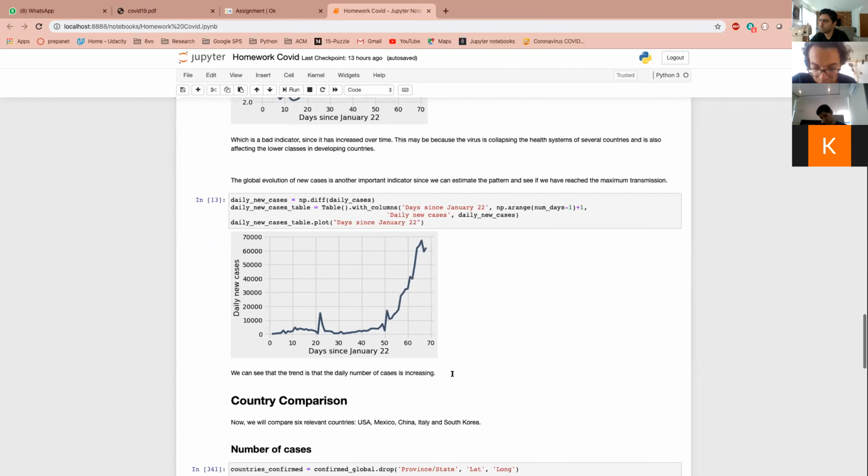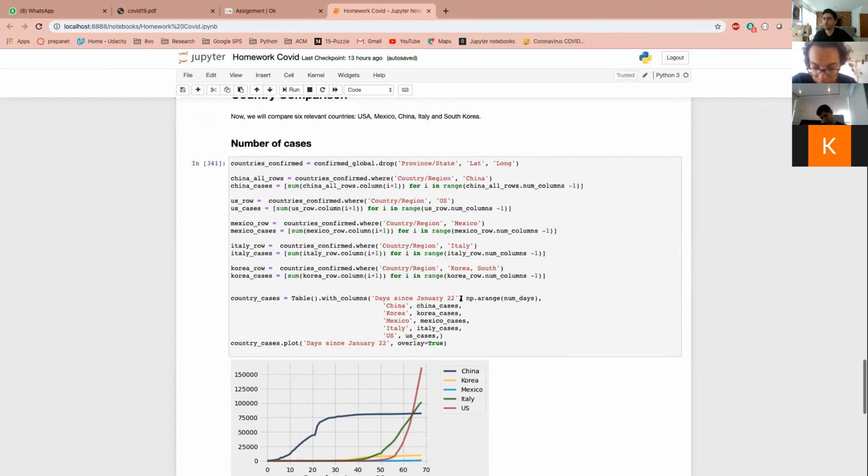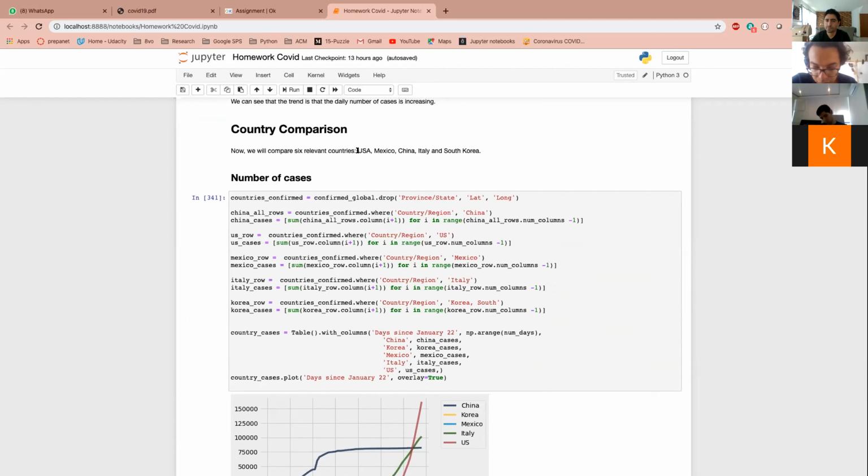And here we have the number of new cases of each day. I take the difference of the daily cases. So here we have that the daily new cases are increasing. And now I choose 5 countries to compare.